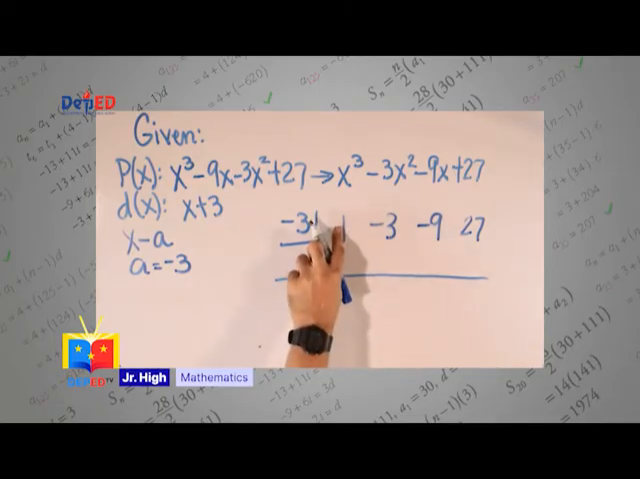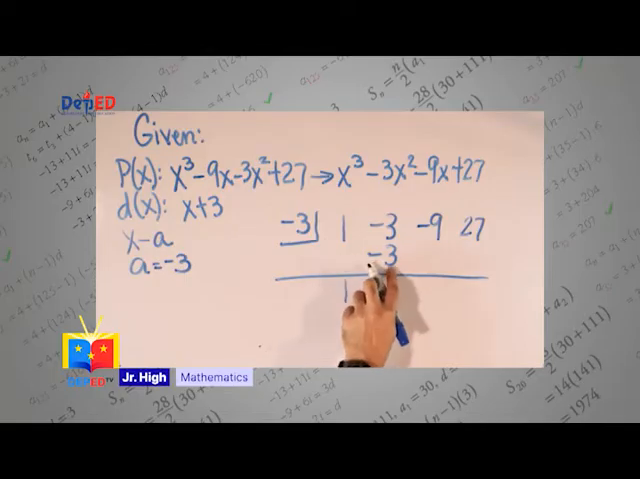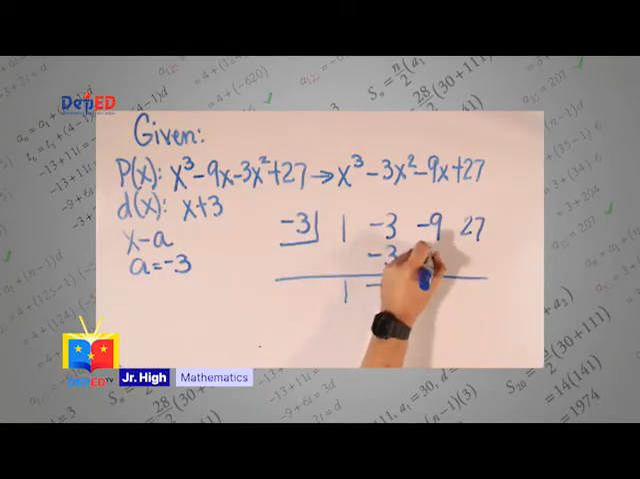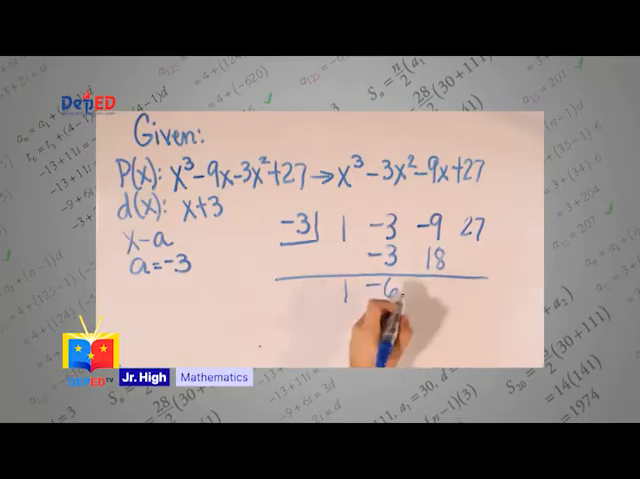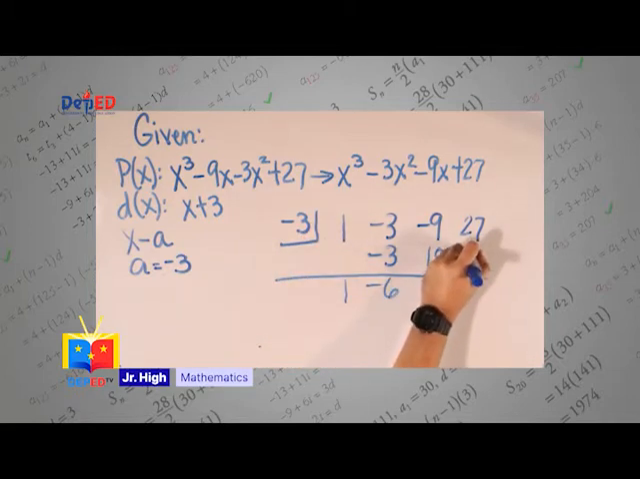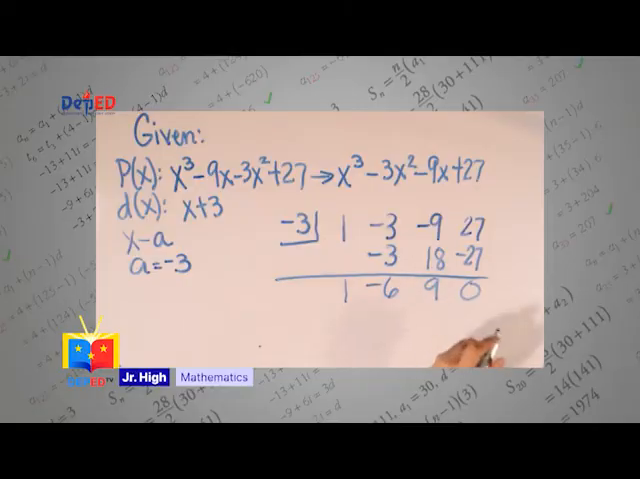First, bring down 1, multiply 1 by negative 3, which will give us negative 3. Negative 3 plus negative 3 is negative 6. Negative 6 times negative 3 is equal to positive 18. Negative 9 plus 18 is equal to positive 9. And 9 times negative 3 is equal to negative 27. And 27 plus negative 27 is equal to 0.